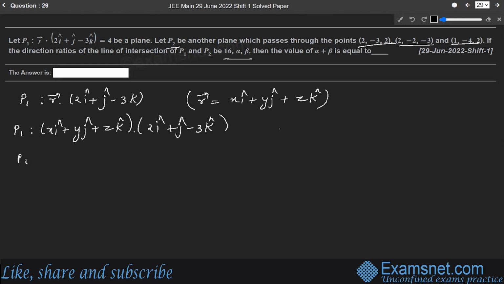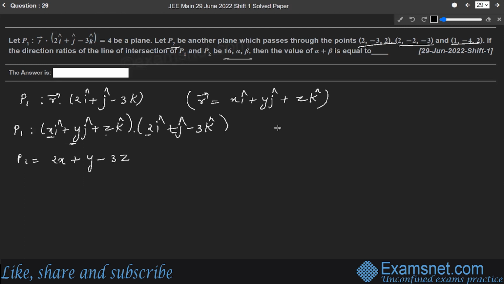Now we have to find the dot product of both these given vectors. So this will be equal to x into 2 is 2x plus y into 1. What is the coefficient of j here? 1. So it will be y plus z into minus 3, it will be minus 3z. So now this is the Cartesian equation for plane P1, all right?